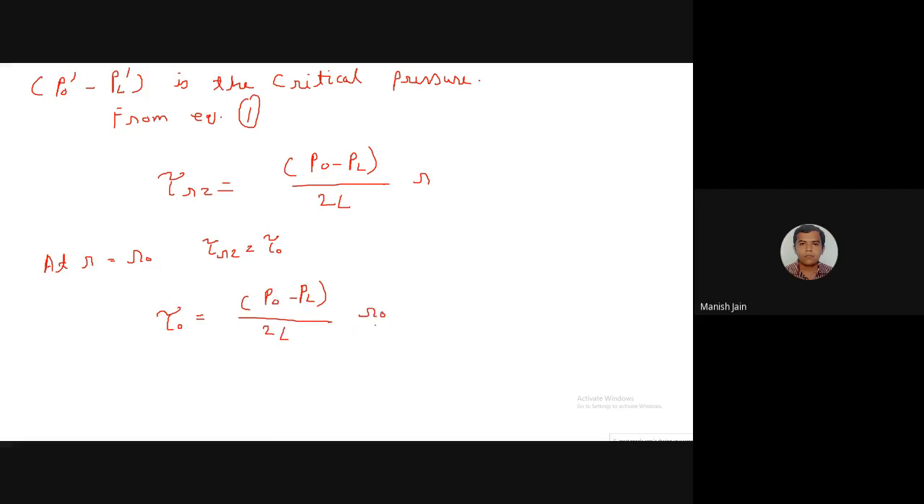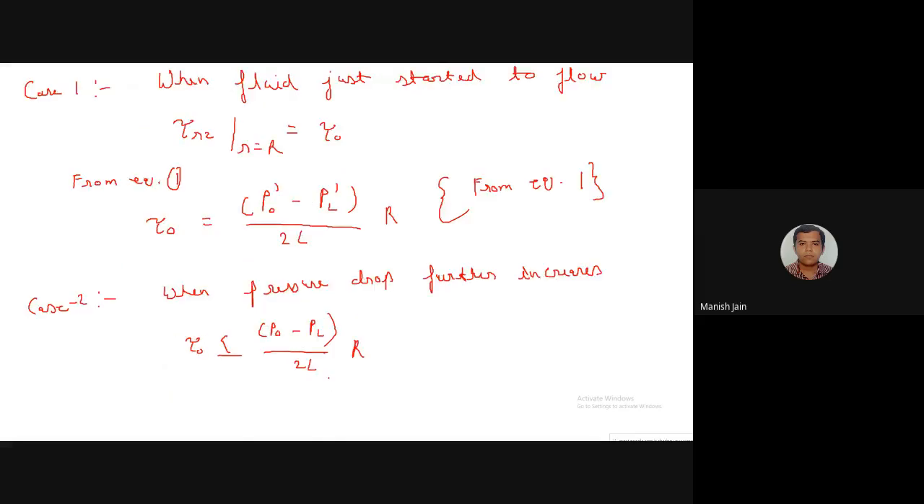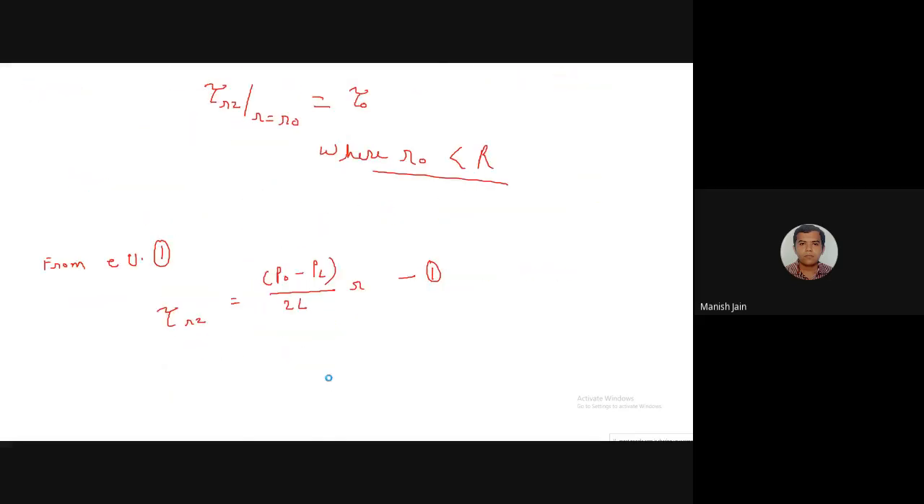Now from this equation you can calculate the value of R naught. So R naught equal to 2L tau naught divided by (P naught minus PL). So basically R naught is unknown, tau naught is known, and tau naught is a property of the fluid. Okay, so you always know the value of tau naught.